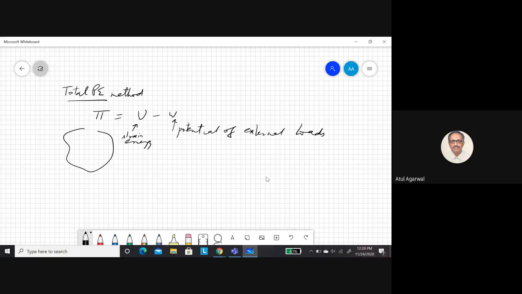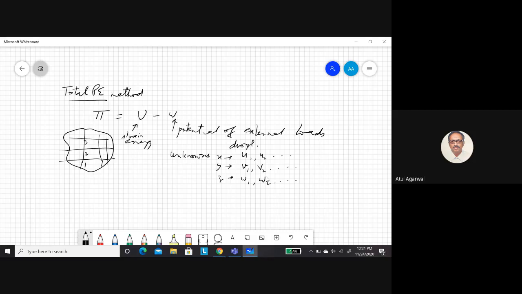How do you solve any problem? You have a geometry. You divide it in terms of elements and loads. Then you have nodal displacements, which are your unknowns. If it is a 2D problem, you have only these two. If you have a 3D problem, you also have displacements in the Z direction. So displacement in X, Y, and Z directions.